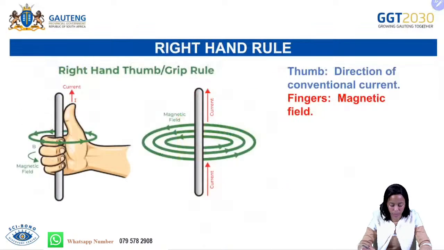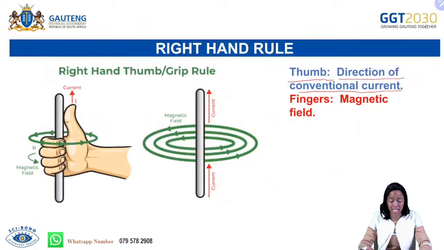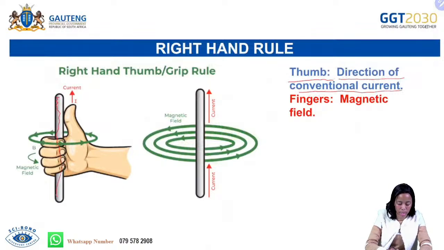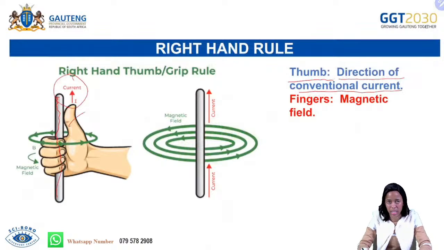Anti-clockwise, okay? Then with the right-hand rule again, or the grip rule, the thumb will represent the direction of the conventional current. Remember, conventional current flows from the positive terminal to the negative terminal. So this one here represents the conductor or the wire, and the thumb here represents the direction of the conventional current.